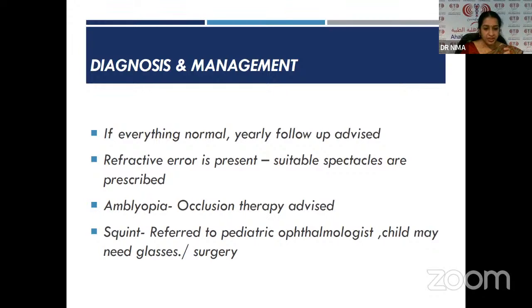And if a squint is detected, that is misalignment is detected, we refer to the pediatric ophthalmologist, because not all squints need surgery. Some squint or misalignment can be due to a change in the power of the eye, which can be corrected with spectacles. And those that cannot be corrected with spectacles only need surgery. When to do the surgery and how long we can wait has to be decided by the pediatric ophthalmologist.